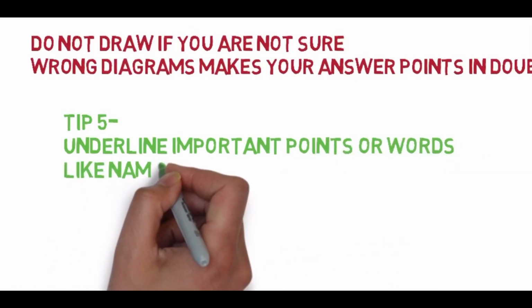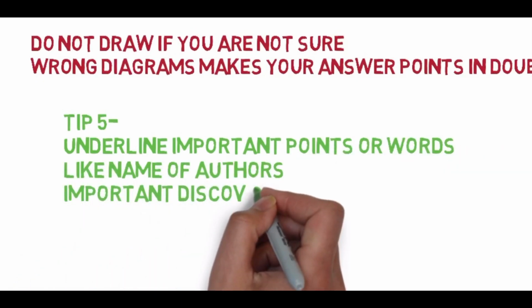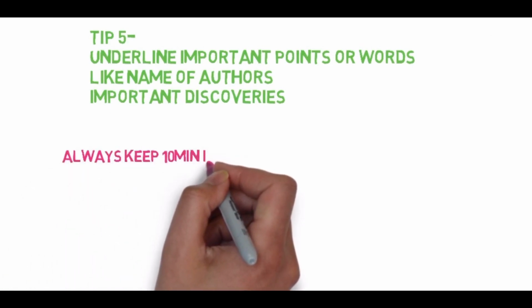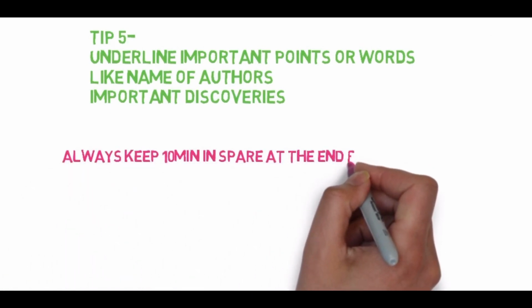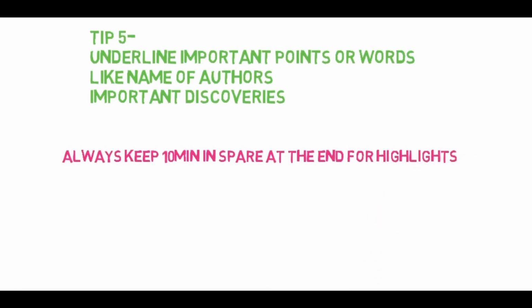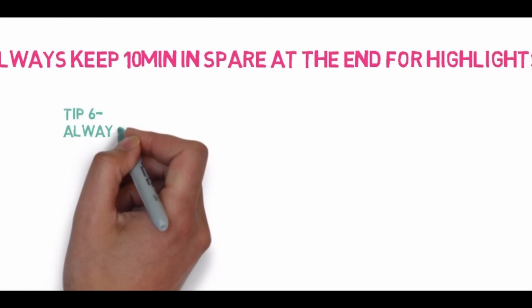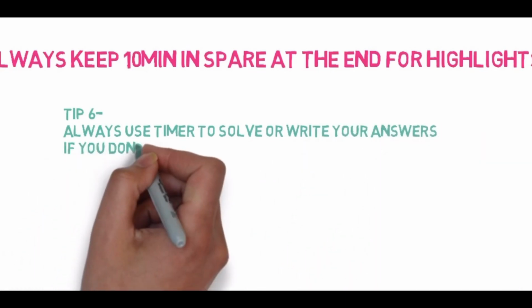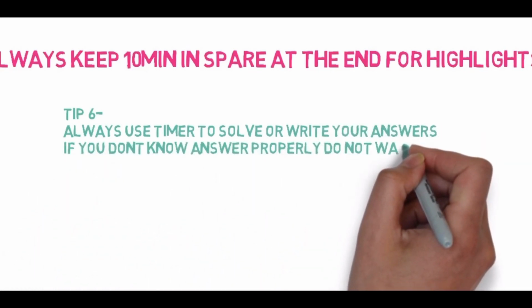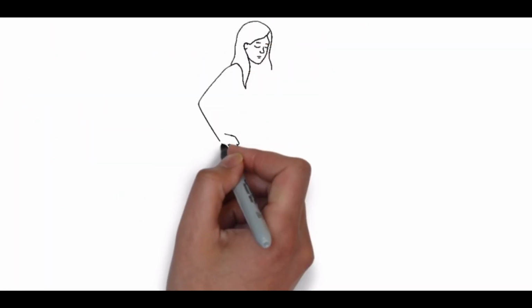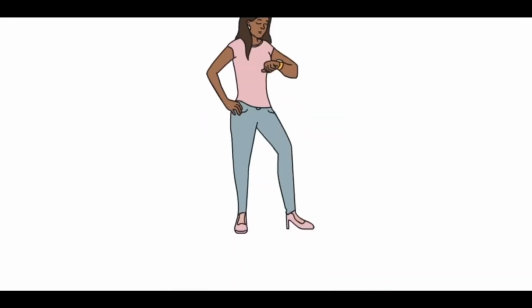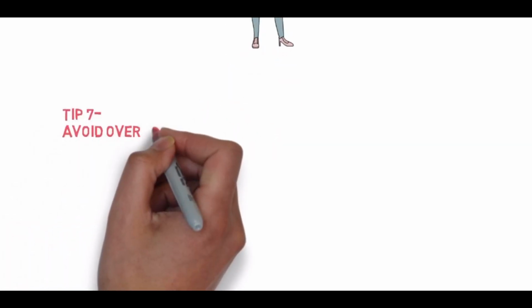Tip 5. Underline important points or words like name of author or important discoveries. Always keep 10 minutes spare at the end for highlights. Tip 6. Always use a timer to solve your answers. If you don't know the answer, do not waste your time. Go to the next. Manage time properly.